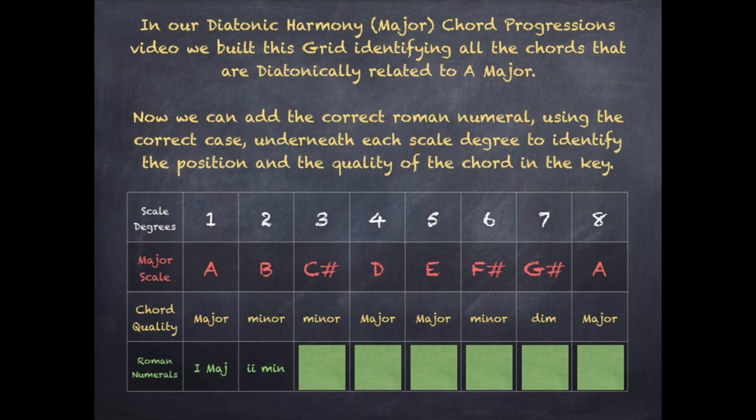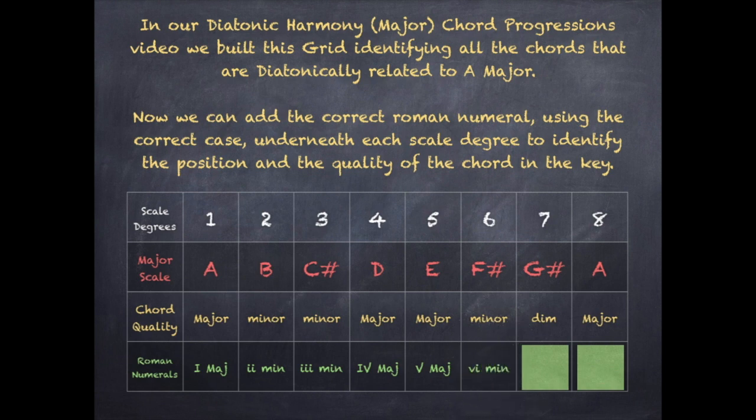For the second chord, which is a B minor chord, we have a lowercase ii, and we write the word min, which is short for minor. For the third chord, we have a C sharp minor chord, so we write a lowercase iii and min. For the fourth chord, we have a D major chord. We can identify that with an uppercase IV and maj. For the fifth chord, which is an E major chord, we can have an uppercase V, maj. For the sixth chord, which is an F sharp minor, we can identify this with the lowercase vi, min.